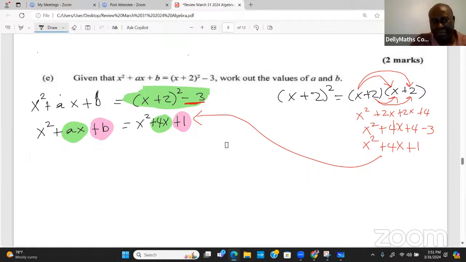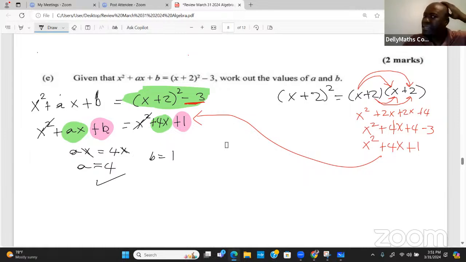So basically then, if you're saying ax is equal to 4x, then you could see, take off the x's, a is 4, done. And then now, x squared is x squared, so b is actually 1. So that is what we do.